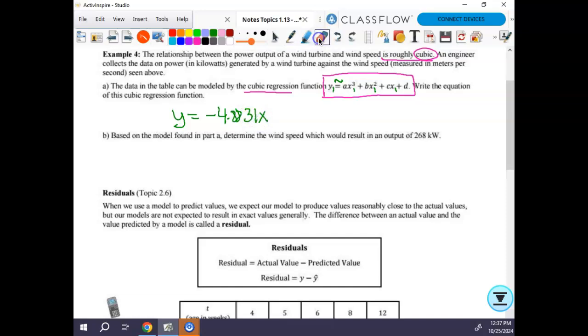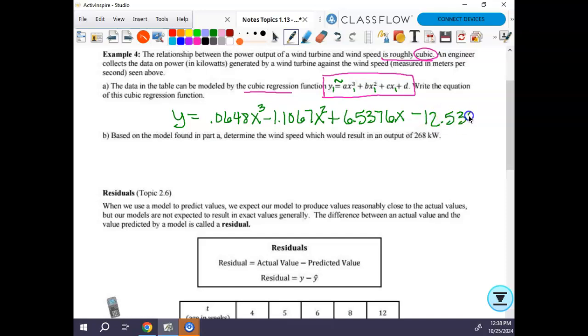Oh, I am writing the wrong thing. Sorry, I'm looking at the wrong part of my paper. Okay, that's what I got for my equation. Any questions about that? Are we all good? Yes?